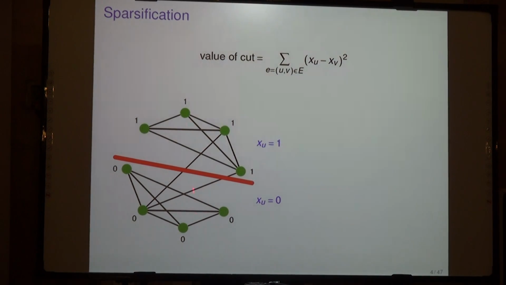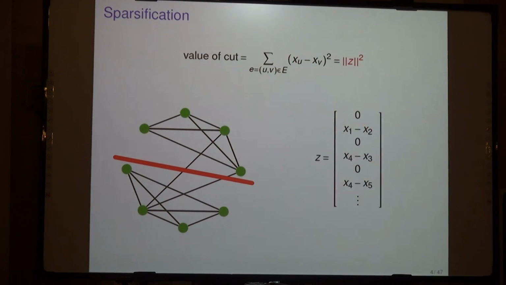So suppose that this is our cut. So this is the graph G, and I have this red cut. What I can do is I can write down the value of this cut as the sum over all edges in E of the difference of xu minus xv squared, where x is the indicator of the cut. So x has zeros on one side and ones on the other side. So if an edge does not cross the cut, then xu minus xv is 0. If it does, it's either 1 or minus 1, but we're squaring things, so it doesn't matter.